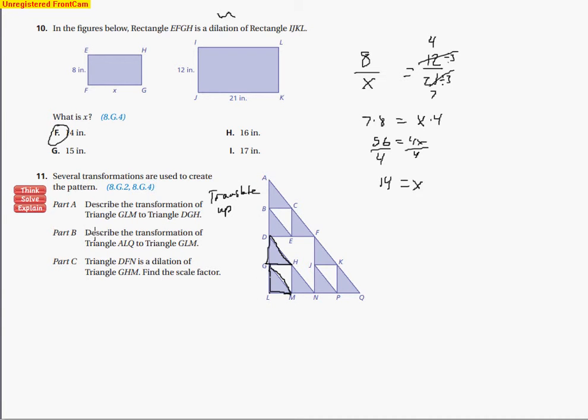And here it says, describe the transformation of triangle ALQ. So oh, that's a big one. AL to Q, that's the whole thing right in here. We're describing that with respect to GLM. Let's find GLM right here. So it's a small one. Okay, so it looks like that is a dilation. A dilation, but I can be more specific. It's definitely a dilation, and it's a reduction in size. A reduction. So let's see what they ask for next. It says triangle DFN.